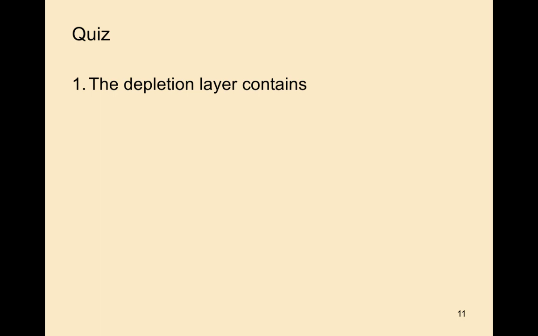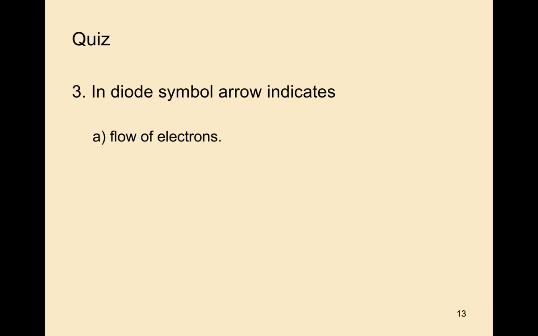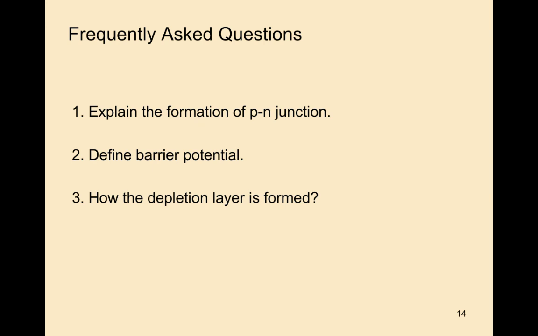Summary. These are some quiz questions. The depletion layer is electrically neutral. The barrier potential for silicon is 0.7 volts. The diode symbol arrow indicates the conventional current flow. These are some frequently asked questions related to today's topic. Explain the formation of the p-n junction. Define barrier potential. How is the depletion region formed?